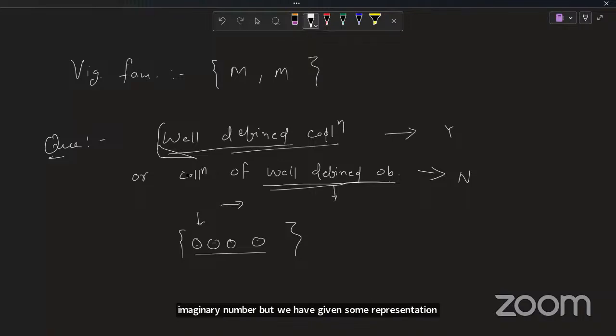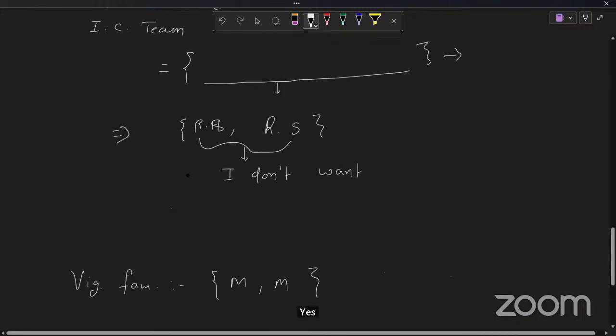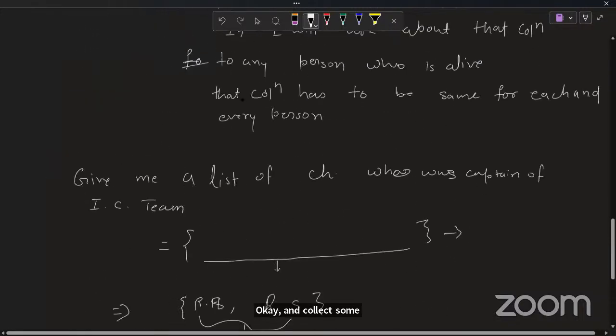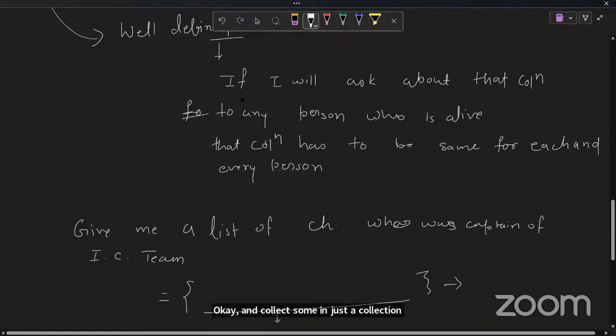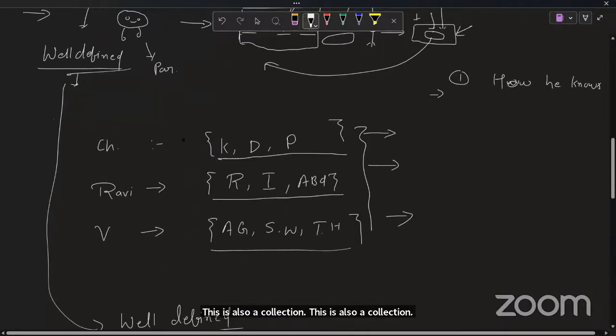Yes, sir, but is it a set or not, sir? It is a set. Could you please explain the difference between sets and collection? I have explained, no? What is a set? A set is a well-defined collection of objects, well-defined collection of data, well-defined collection of items. And a collection is just a collection. See, here we have discussed this. This is also a collection, this is also a collection, this is also a collection, but this is not well defined.